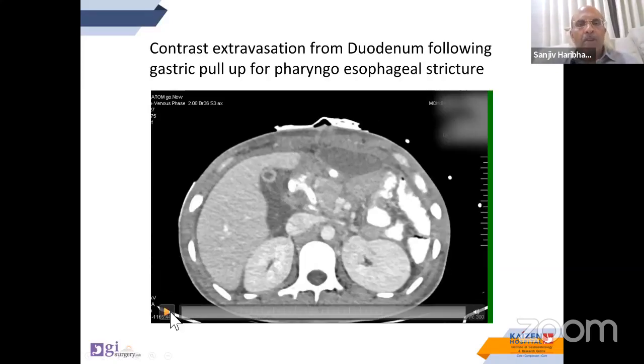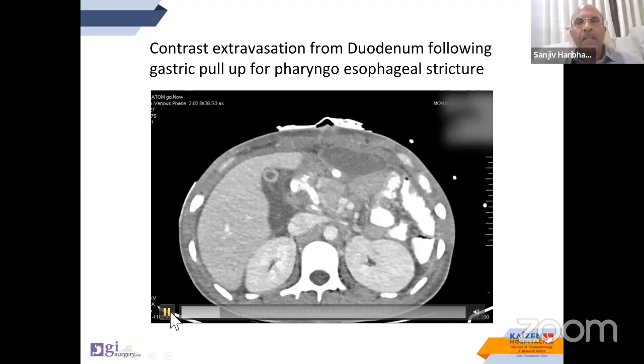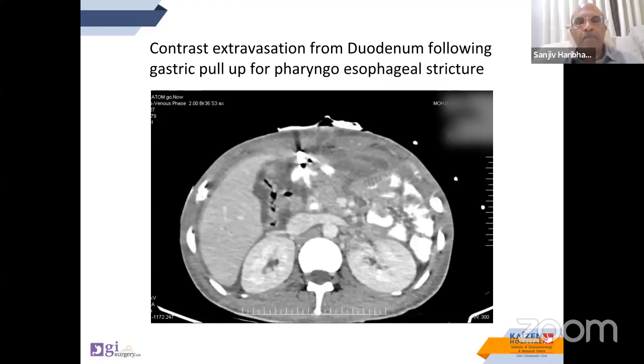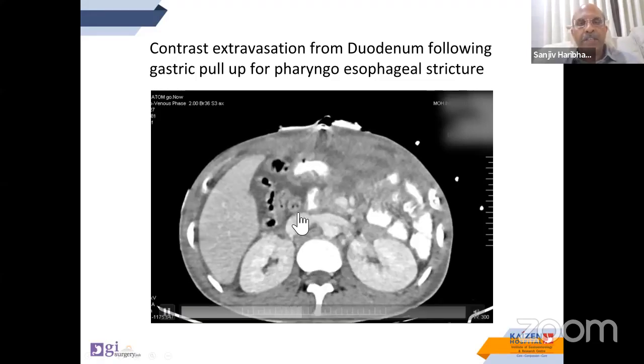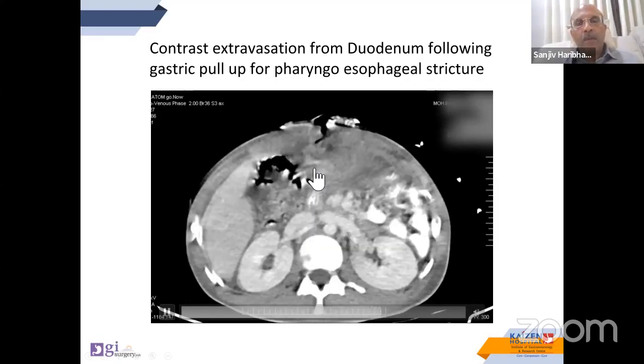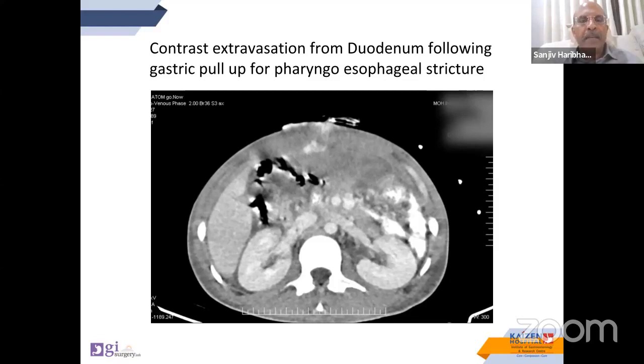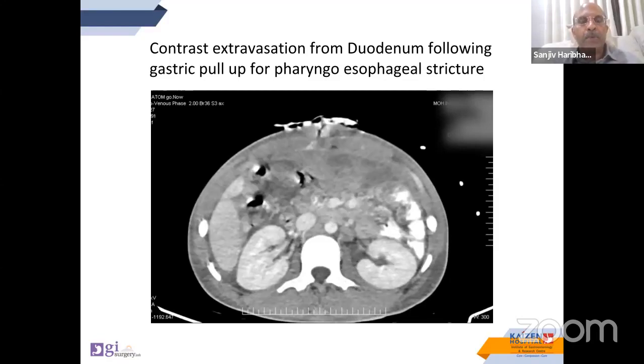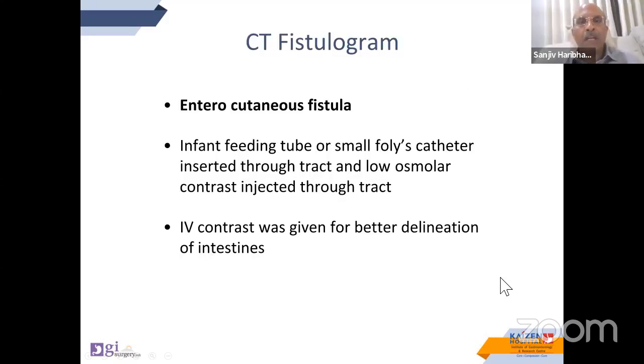Now this is a contrast extravasation from the duodenum. The patient had a gastric pull-up for a pharyngoesophageal stricture. Actually, this patient had a corrosive stricture of the pharynx. We tried to take up the colon, but then it became ischemic, and that's why we took up the stomach as a conduit in the posterior mediastinum. And this patient developed a post-operative duodenal leak where there was contrast leaking, and this healed on conservative management.